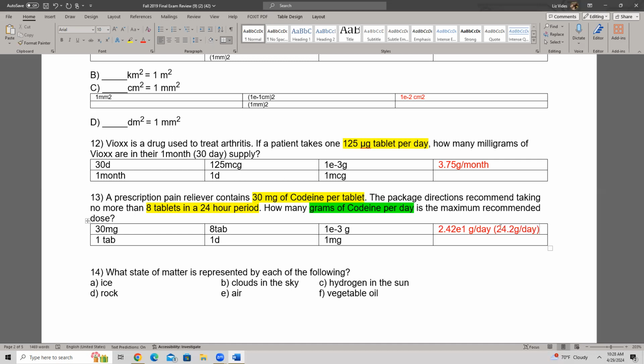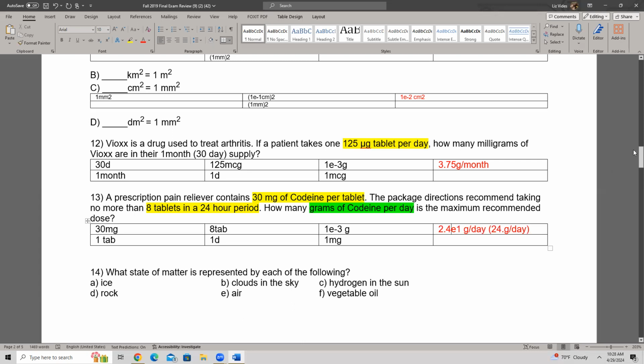Okay. All right. So I'm just making sure it's correct. 30 times 8 times 1 to the negative 3. Yep, I get 2.4, or you can just say 24. That's good enough because we don't have that many sig figs. All right, so there you go.